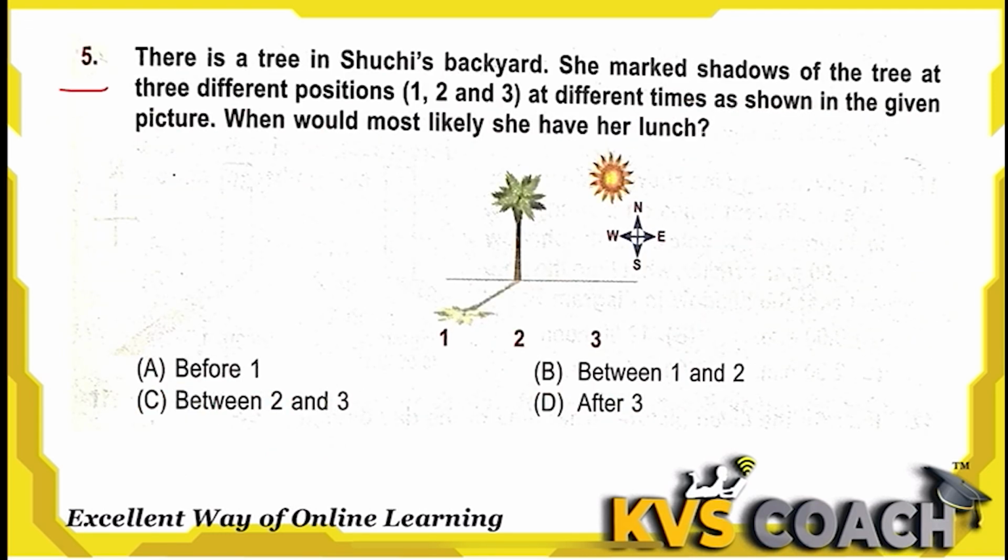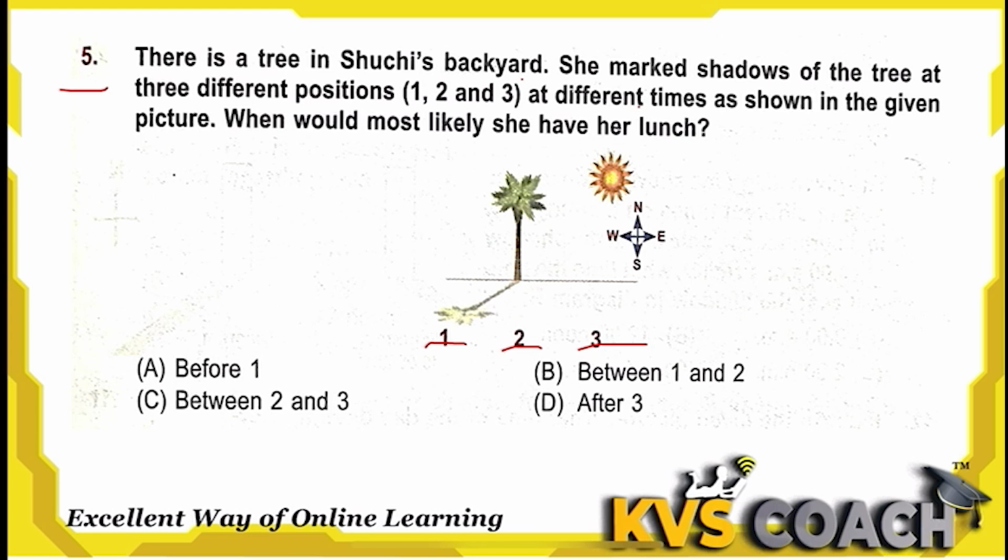Question 5. There is a tree in Suchi's backyard. She marked the shadow of the tree at 3 different positions. So first, this is 1, this is 2 and this is 3. These are the different positions of the tree's shadow, at different times shown in the given picture. When would she most likely have her lunch?